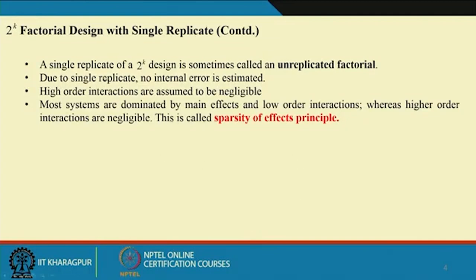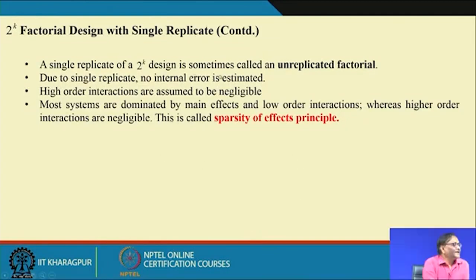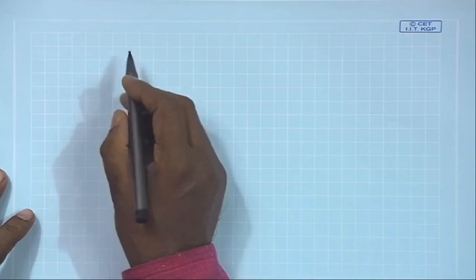A single replicate of a 2 to the power k design is sometimes called an unreplicated factorial. Due to single replicate, no internal error is estimated. Higher order interactions are assumed to be negligible. Most systems are dominated by main effects and low order interactions, whereas higher order interactions are negligible. This is called the sparsity of effect principle. So, the question is why single replication will work? This will work because of the sparsity of effect principle.